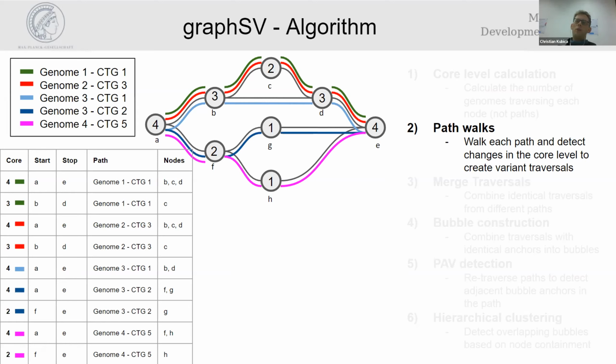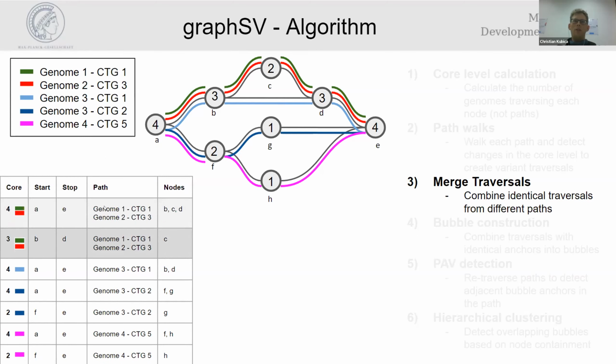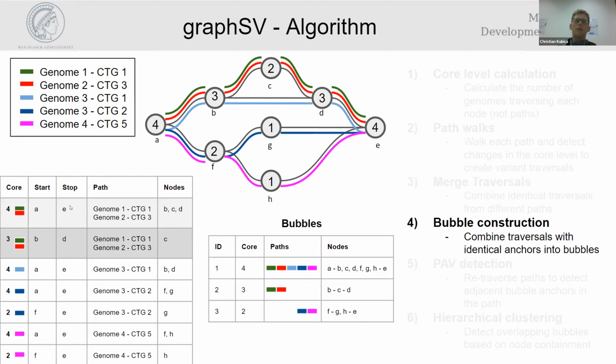The next thing is we merge traversals that are identical. The green and the red path traverse the same nodes in the same order, and we basically noted them twice, so we can merge them into one traversal each, and then move on to construct the actual bubbles. The bubbles are now constructed based on the start and the stop node. All traversals that have the identical start and stop node are combined into one bubble. In this case, we get this large bubble from A to E, all paths used, and then we can note down what nodes are part of this bubble and what are the left and right anchors. The same is true for this upper one here.